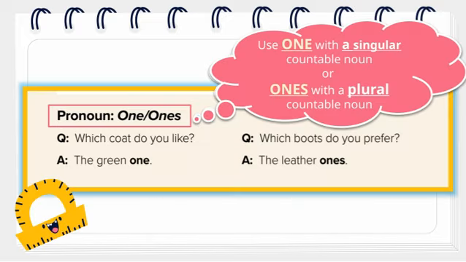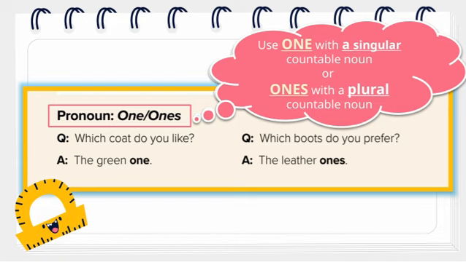Now, let's talk about using one with a singular countable noun, or ones with a plural countable noun. These words are really useful tools in language because they help us avoid repeating the same nouns over and over again. For example, instead of saying the book multiple times, I can say one when referring to a single item, or ones when talking about multiple items.